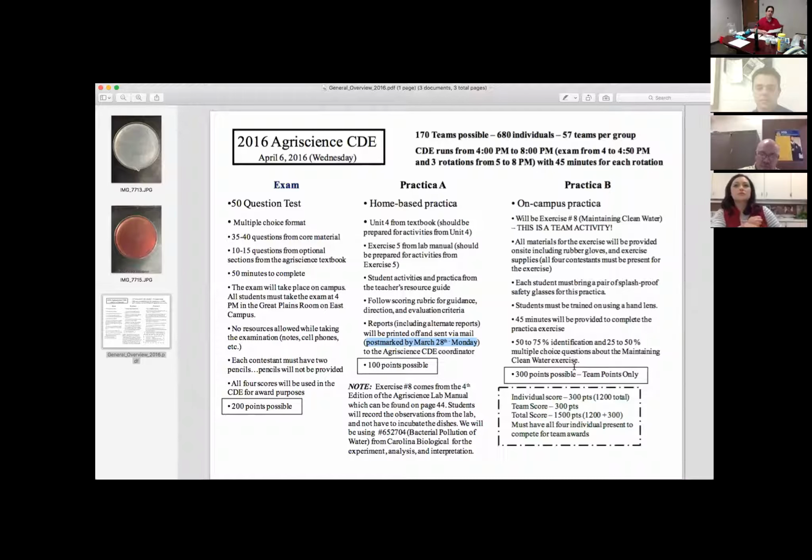They come from exercise 8, Maintaining Clean Water, from the lab manual, as well as from a Carolina Biological lab set. And all that information is on those documents. I've even included the Bacterial Pollution of Water set, number 652704 from Carolina Biological. I would highly suggest that you order that kit.